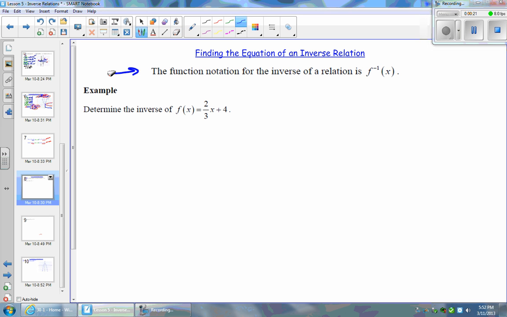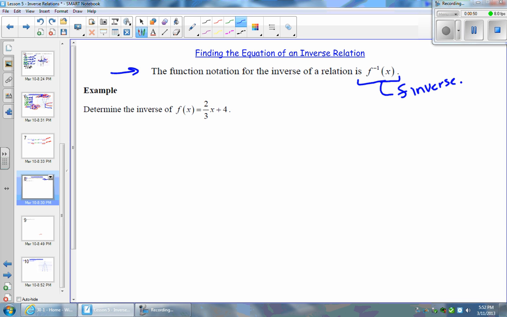The function notation for the inverse of a relation is denoted just like that right there. And that's actually read a specific way. It's called f inverse. So yes, it looks like a -1 up there. So you might read it as f to the power -1 just because we trained you on that in grade 10, but it's actually called f inverse. So when you see this notation, you should automatically recognize that it's an inverse function, okay?